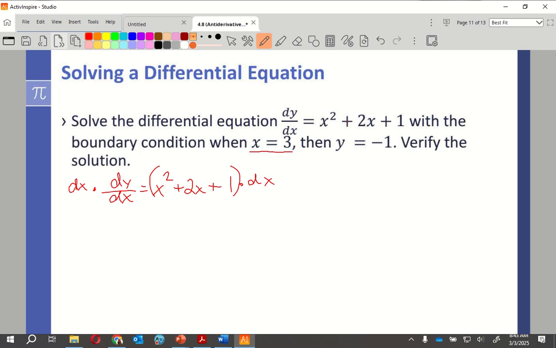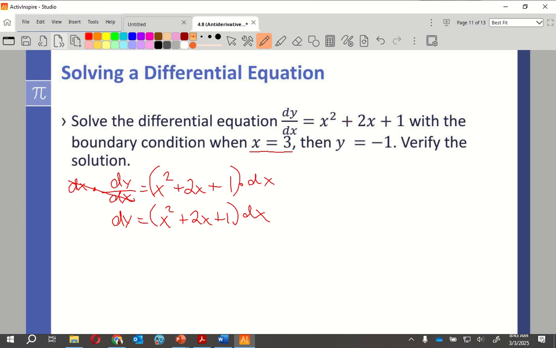Okay, that parentheses is important, okay? So, break it up. I get dy is equal to x squared plus 2x plus 1 dx. And so I am going to take the antiderivative of this for y.